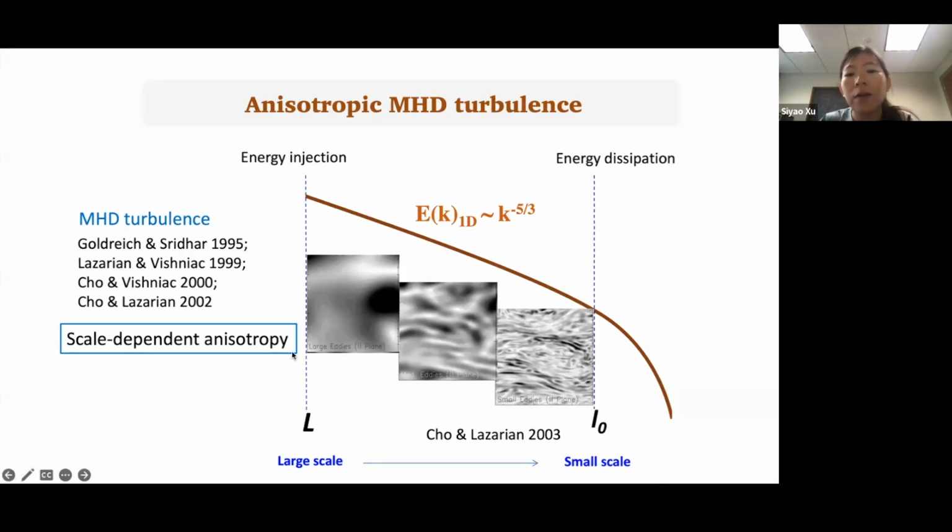The resulting turbulent energy distribution becomes anisotropic. Here I show this numerical simulation from Cho and Lazarian in 2003. Initially, the energy is injected on large scale with isotropic energy distribution. Along the energy cascade, it gradually becomes more and more anisotropic. With the energy cascade, turbulent energy decreases, but the magnetic field stays constant. So the effect of the magnetic field becomes relatively stronger and stronger, causing the anisotropy to also become stronger towards smaller scales. You can see the eddies become highly elongated along the local magnetic field at small length scales.